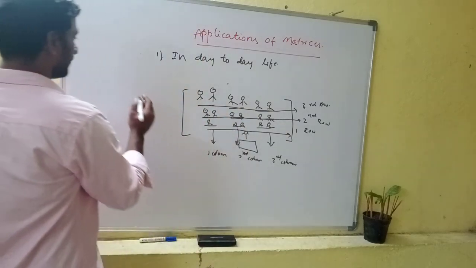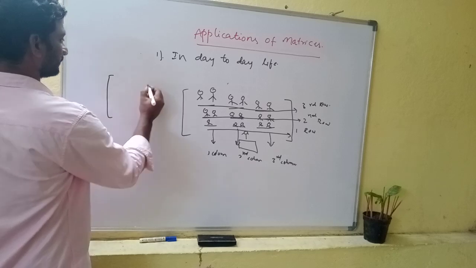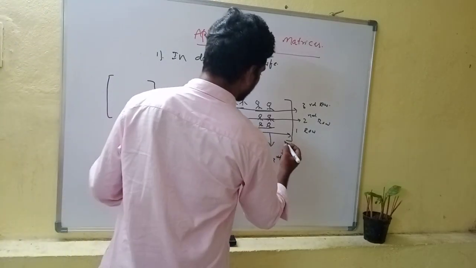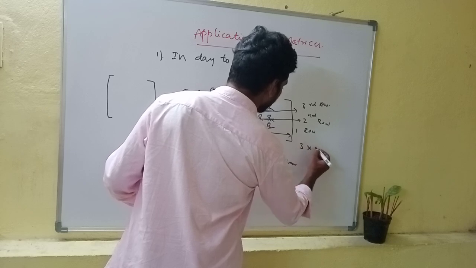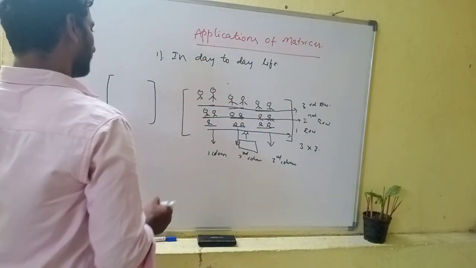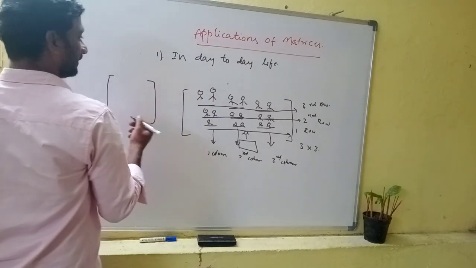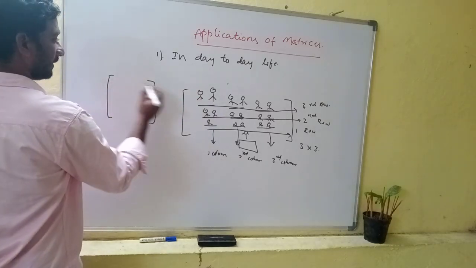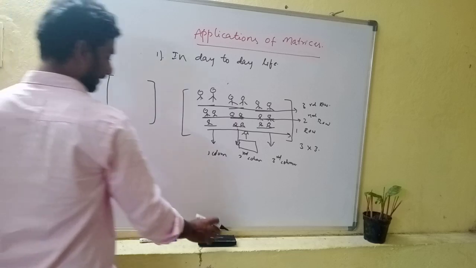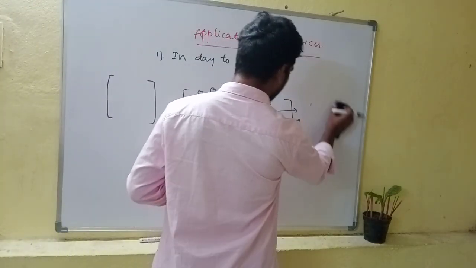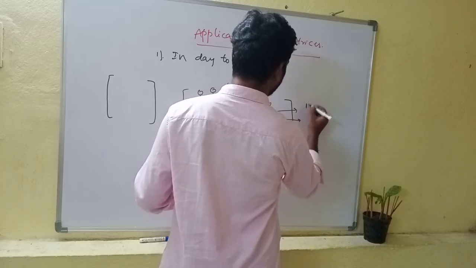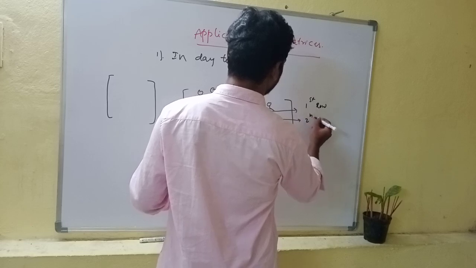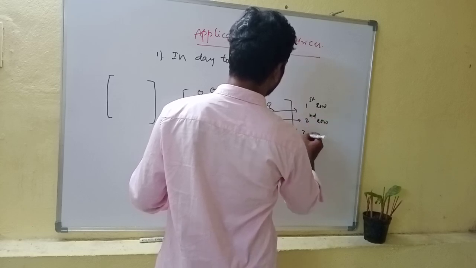Let's take this in numbers. What is the order of this matrix? There are 3 rows and 3 columns. So how many children are sitting in the third row, or else we will come from the upper side to the lower side. Upper side I am taking, this is the first row, this is the second row, this is the third row.